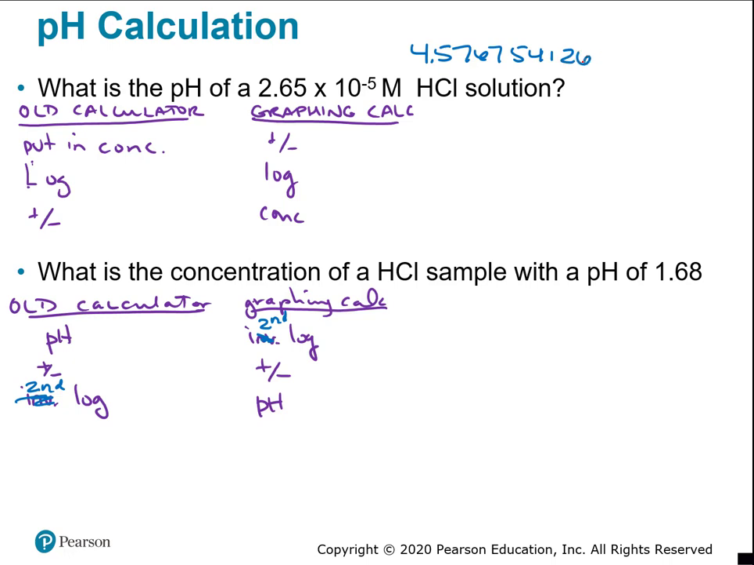This is what I got. 4.576754126. Is that what you got? I'm gonna figure it out. Yay. Okay. Yeah, and it's really just a matter of making sure you put your steps in. If you want to go from concentration to pH, you put in the concentration, hit the log button, then the little plus minus button.